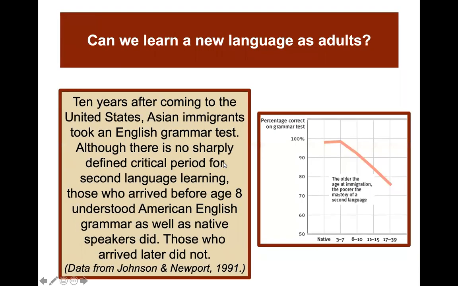Can we learn a new language as adults? Well, 10 years after coming to the US, Asian immigrants took an English grammar test. Although there is no sharply defined critical period for second language learning, those who arrived before age 8 understood American English grammar as well as native speakers. Those who arrived later did not.